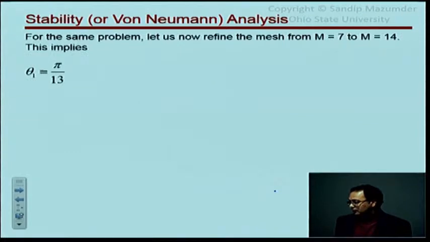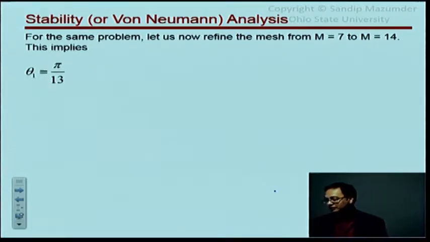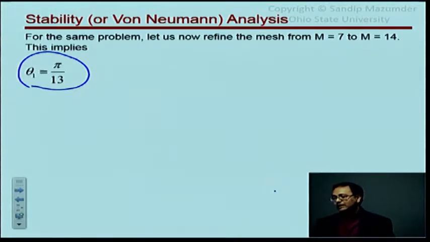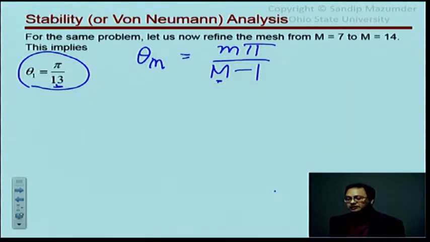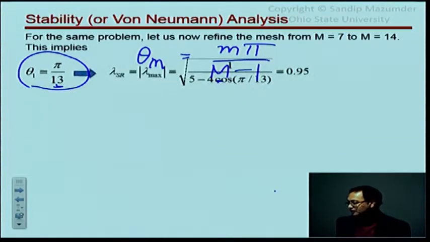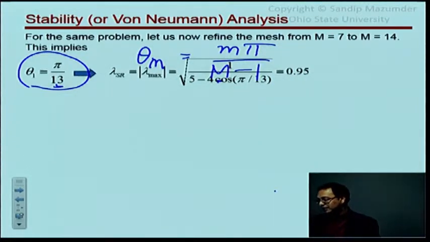What happens if we now increase the number of mesh points? Go from 7 to 14, double. Then our theta 1 becomes, remember that theta m is m pi over M minus 1. So this is now 14, so that becomes 13. And then we are always looking at the small m equal to 1 component. When you do the calculation, we get 0.95.